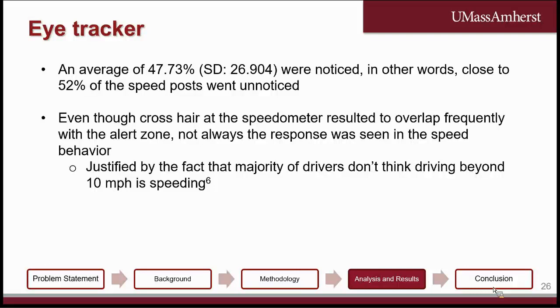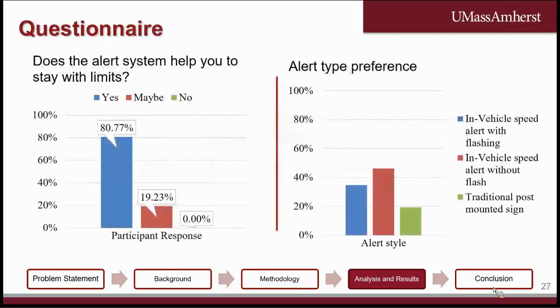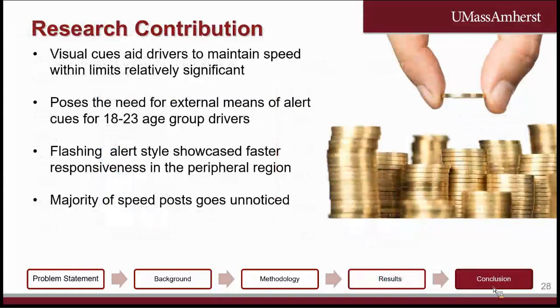This is justified by the fact that the majority of the drivers don't think driving within 10 miles per hour beyond the limit is speeding. And a few results from the questionnaire: does this alert system help you to stay within the speed limit? 80% of them said yes, while 20% of them said maybe. Most of the participants feel the alert system helped them in some way or the other to stay within the speed limit. And alert type preference did not have any significance here.